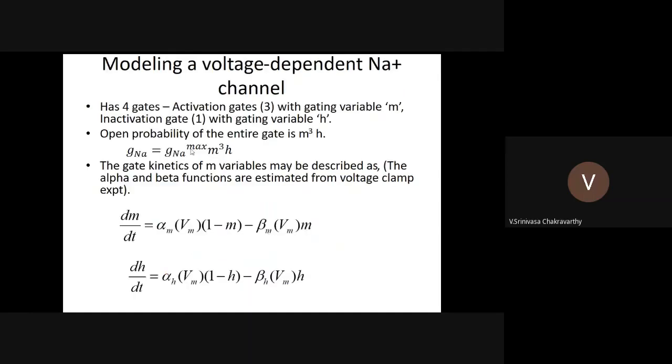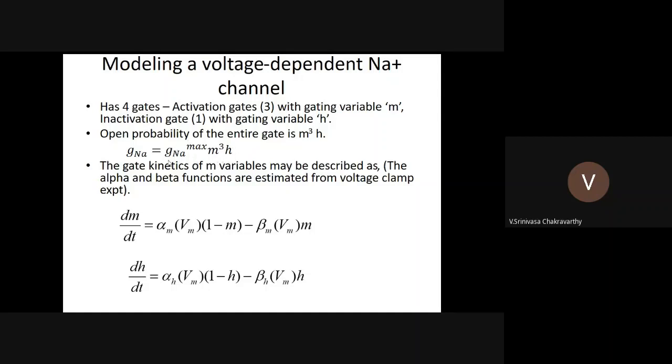If that is the open probability of the gates, m, m, m, and h, then the open probability of the entire channel will be m cubed times h.